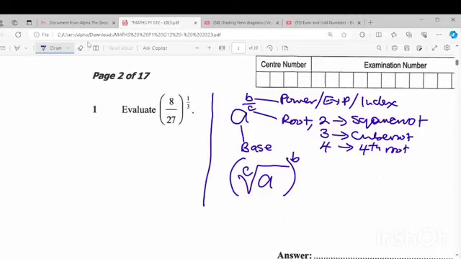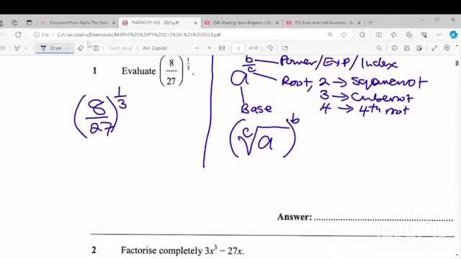Now let's answer our question. We have the base 8 over 27 that has been raised to the power 1 over 3. Let's rewrite this expression in this form. We're going to have the base 8 over 27, and then our c in this case is a 3, so we have a 3 here, and everything is being raised to the power 1.